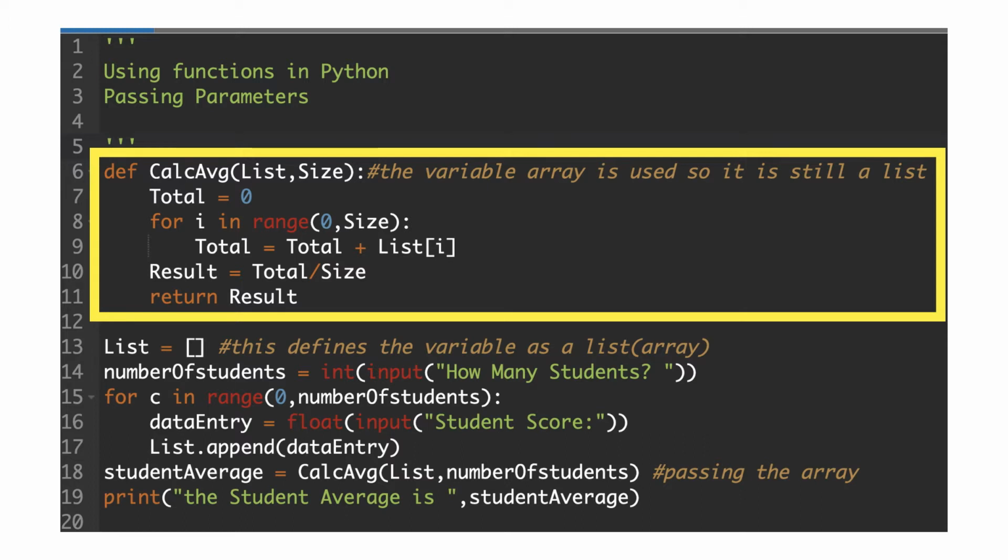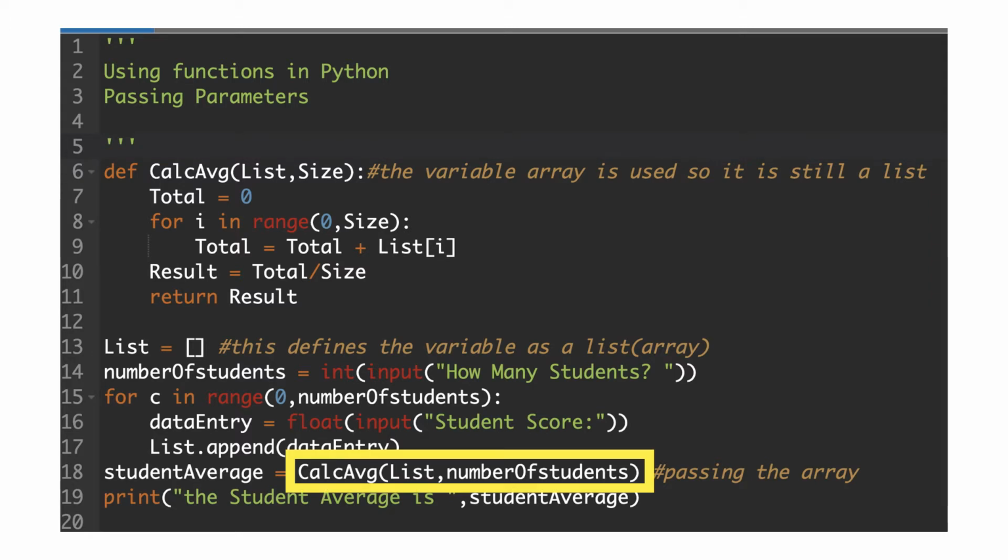So calling the function happens in the program. So you can see down here in line 18 where I've got calcav, because that's the name of the function. This is where it's called. So it's not until line 18 of the program that the computer will go back and look for that function and do that function. Now there's also a bracket.